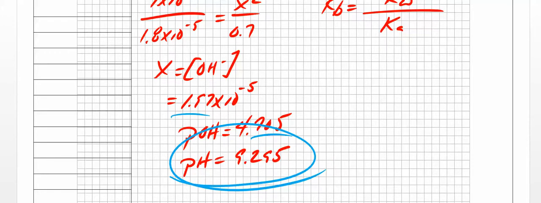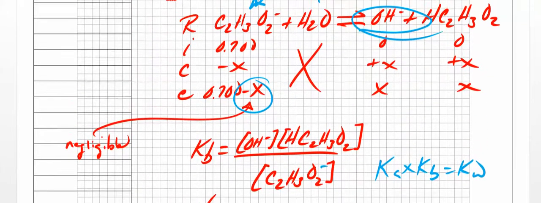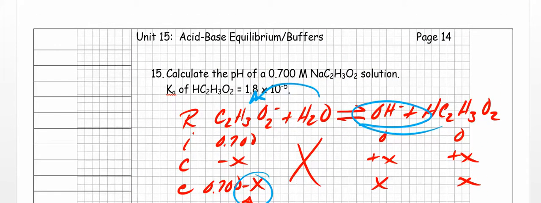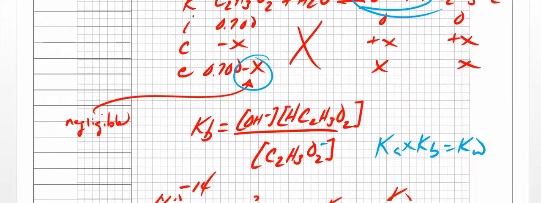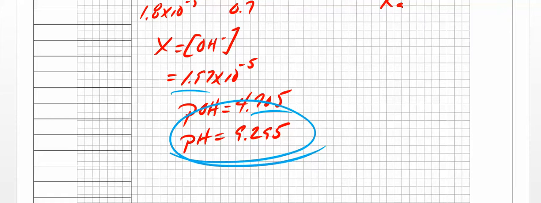Now, let's go back and see if it makes sense that this should have been a base, right? When this dissociated, it should have been a base. So I had NaC2H3O2. What were the parents? The parents were sodium hydroxide and acetic acid. Acetic acid is weak. Sodium hydroxide is strong. Therefore, I should have gotten a base, and that's exactly what I got. I got this value of 9.295, okay?